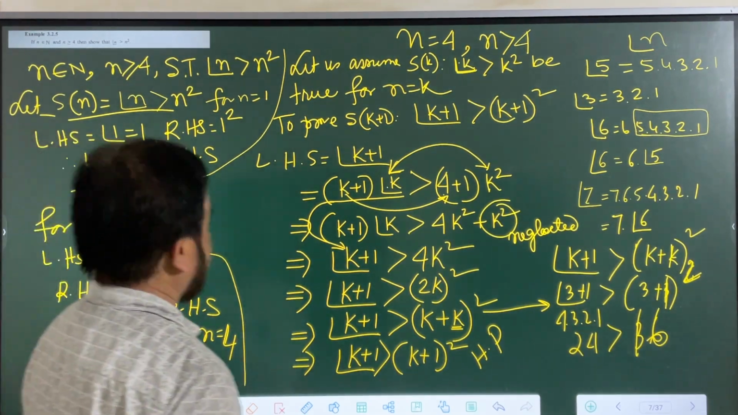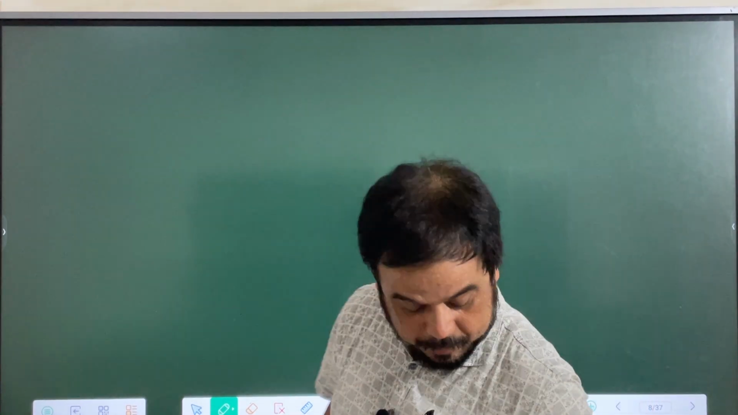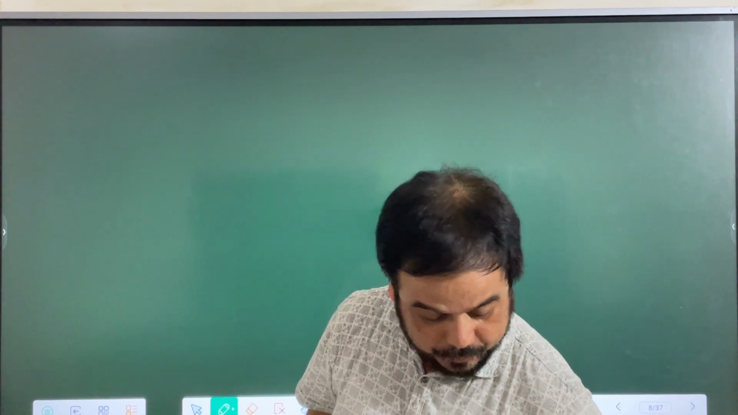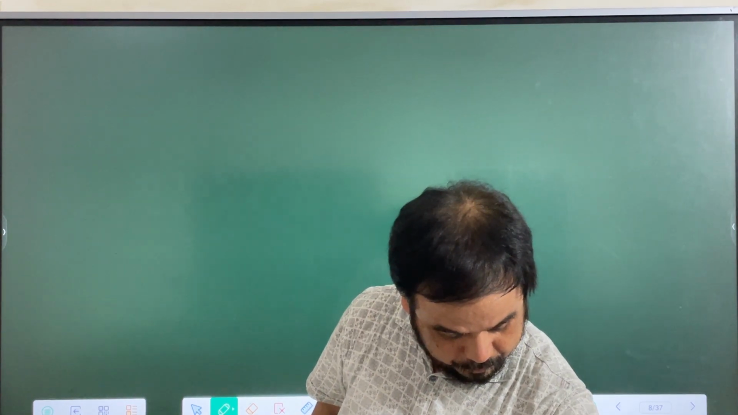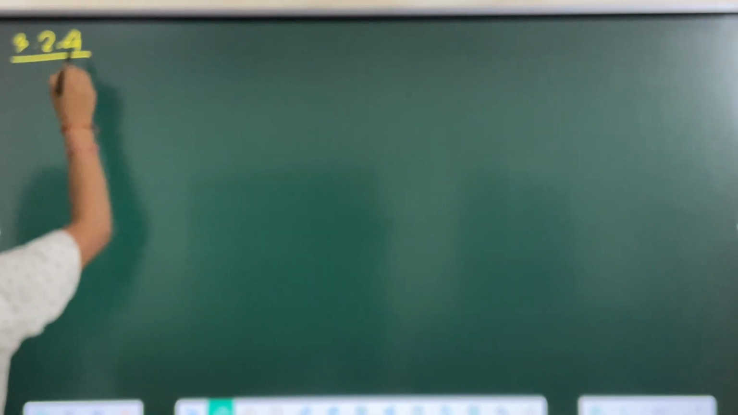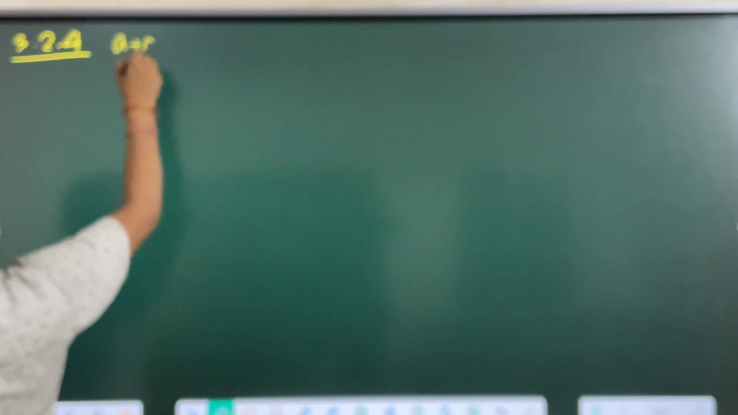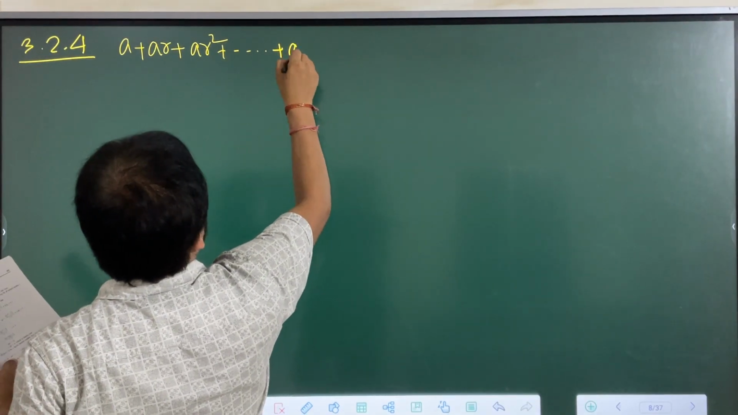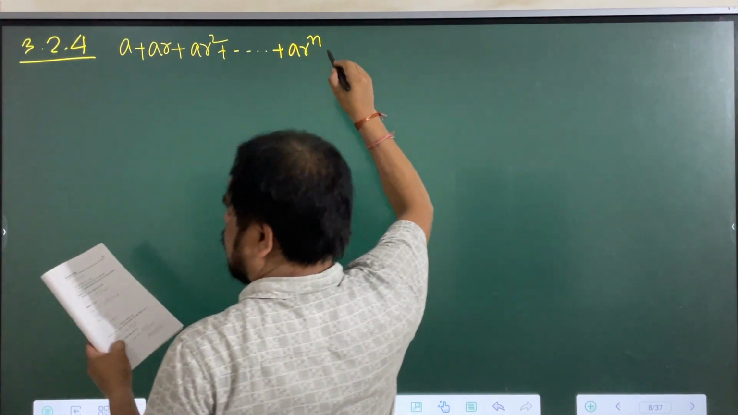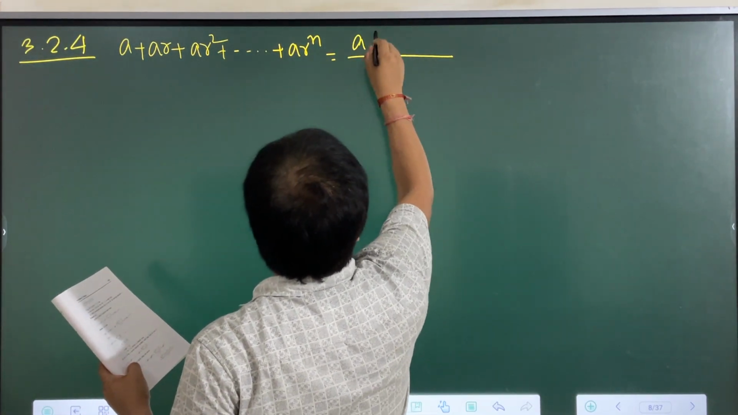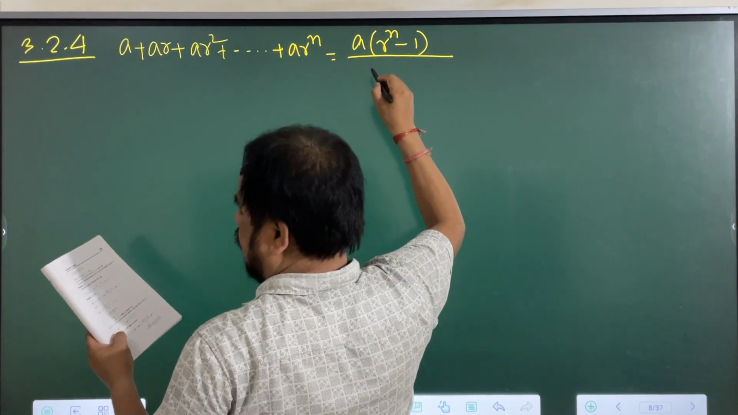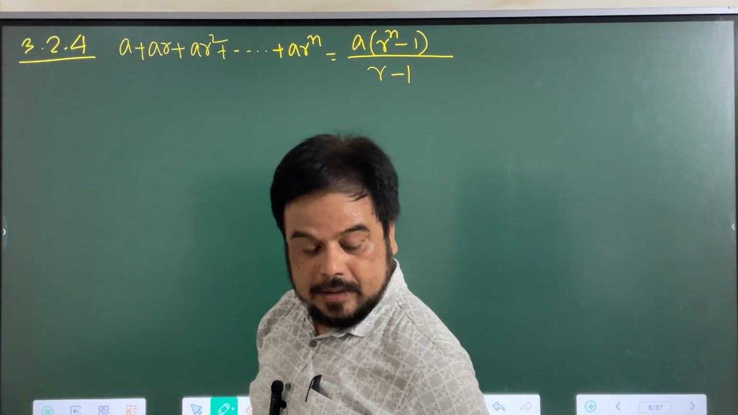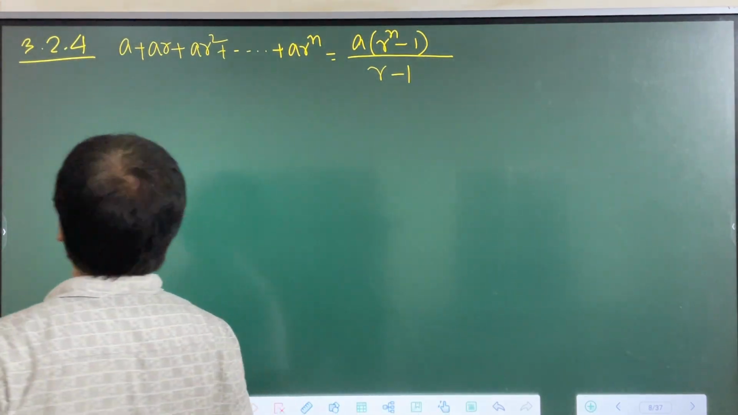One more example is left, I think. Example number 3.2.4. Yes, this is not done. What is written? A plus AR plus AR square plus ... plus AR^n is equal to A times (R to the power n minus 1) by (R minus 1). This is what is given in example number 3.2.4.